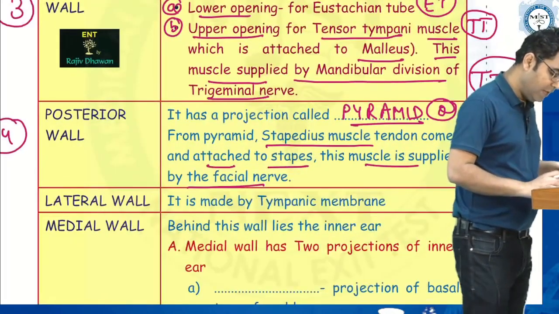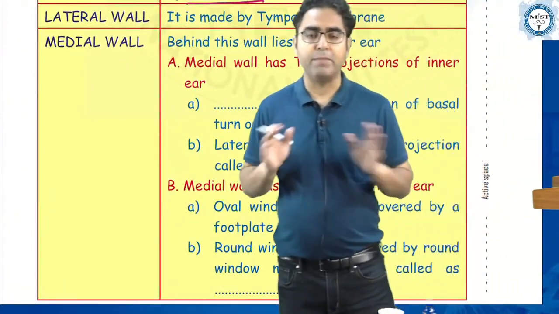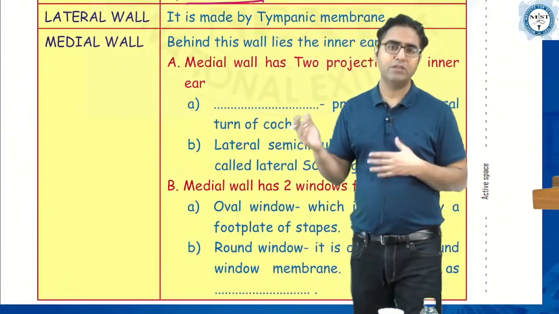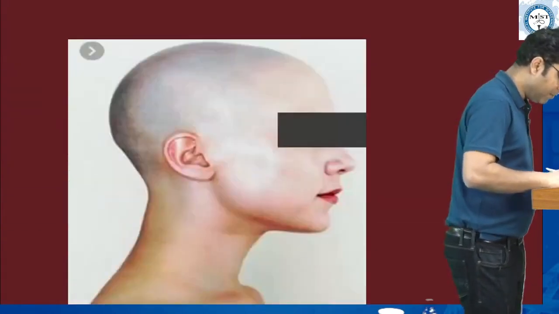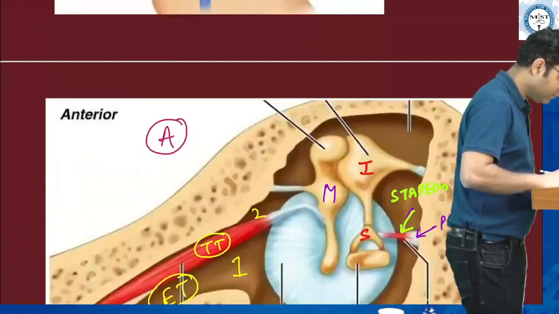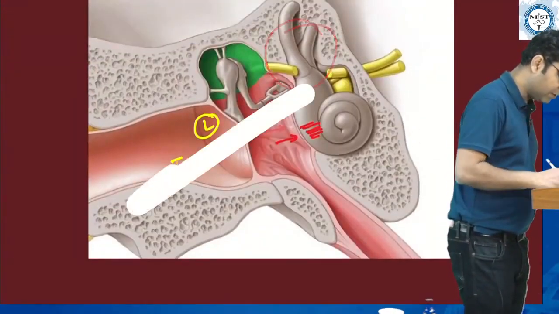Next one is the lateral wall. The lateral wall, the fourth wall, is made of the tympanic membrane. Of course, the lateral wall is made by tympanic membrane, beta. Let me show you the lateral wall. Just see on the screen, beta. Everybody please see on the screen.